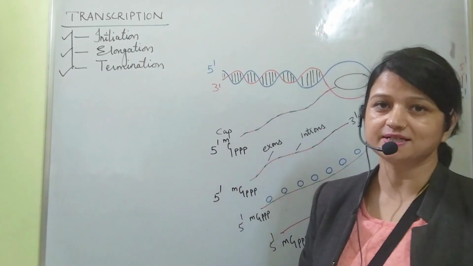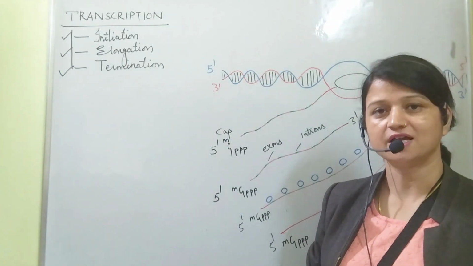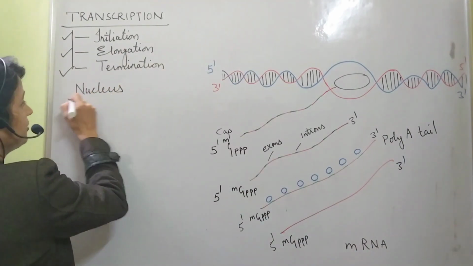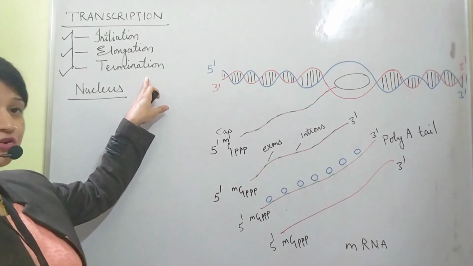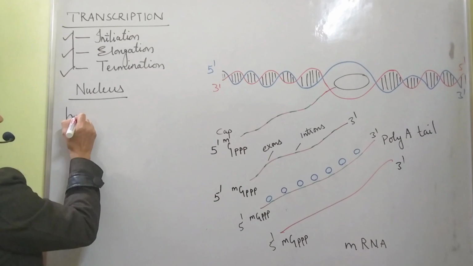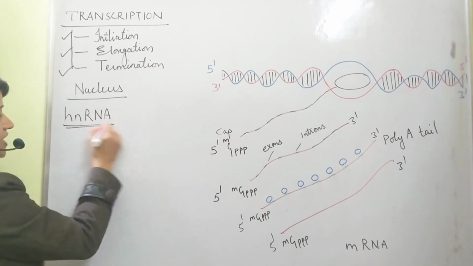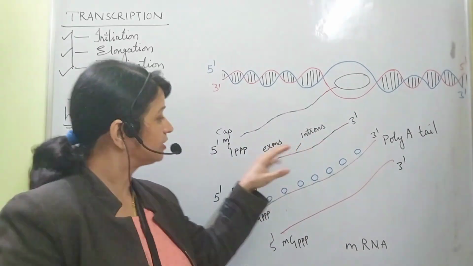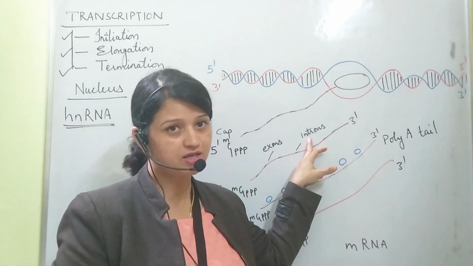Students, now we will discuss transcription in eukaryotes. In eukaryotes, the process of transcription takes place in the nucleus, while in prokaryotes, it takes place in the cytosol. Now, after the process of termination in eukaryotes, we get the hnRNA. hnRNA is heterogeneous nuclear RNA. This hnRNA has certain coding and non-coding sequences. The coding sequences are known as exons and the non-coding sequences are known as introns.